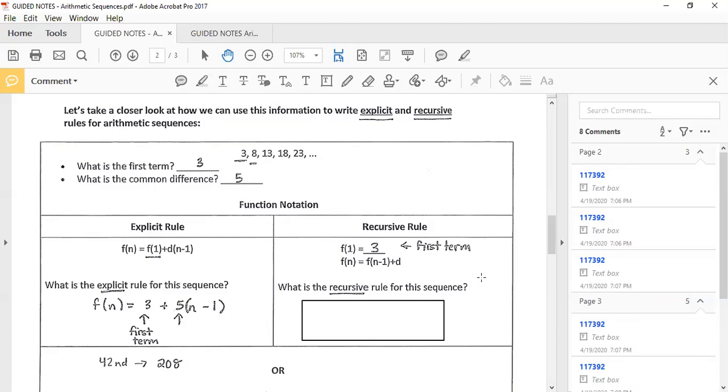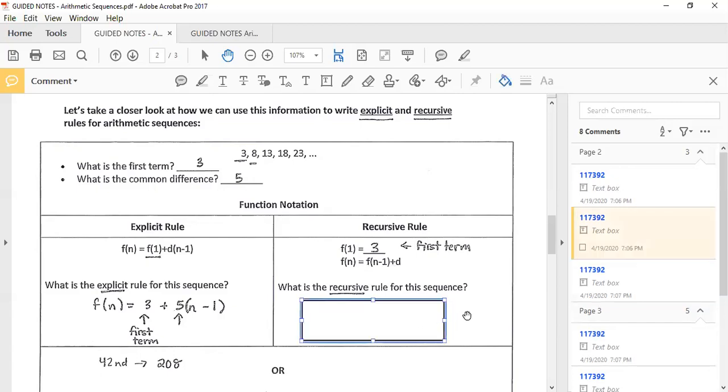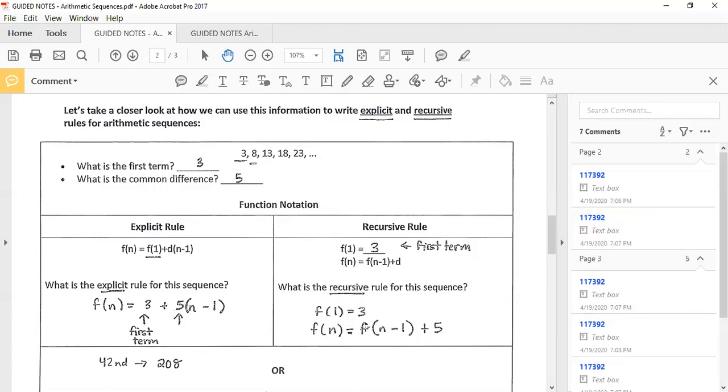Recursive rules work a little differently. Recursive rules require that you have the first term given to you, okay? So I would have to actually write f of 1 is equal to my first term, which is 3. And then what I would say is f of any number, n, is going to be f of n minus 1 plus my common difference, okay? So I would say my f of 1 is 3, and then the recursive rule is f of n minus 1 plus 5. I'm taking my previous term and I'm adding 5 to it.